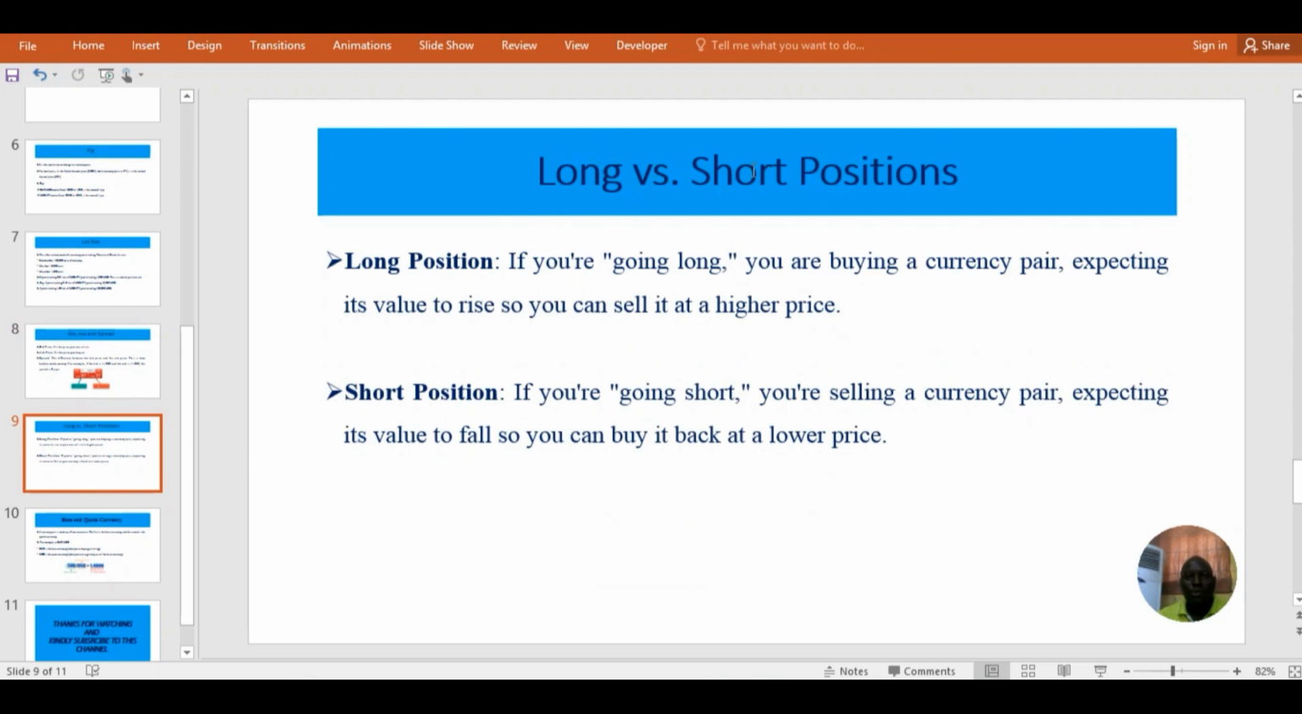So what do we mean by long and short position? Long position means I'm buying the currency pair when it has a very small value and I can sell it at a higher price and make money. While short position means I'm selling a currency pair, expecting it to fall. When it falls to a certain value, I can buy back and make my profit. So basically, no other definition to it. The long position means I'm buying, and short position means I'm selling.